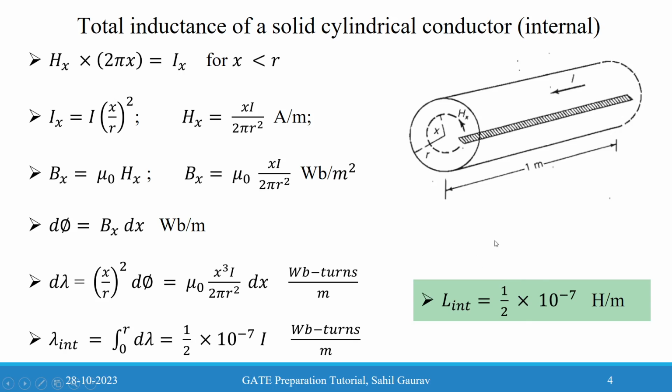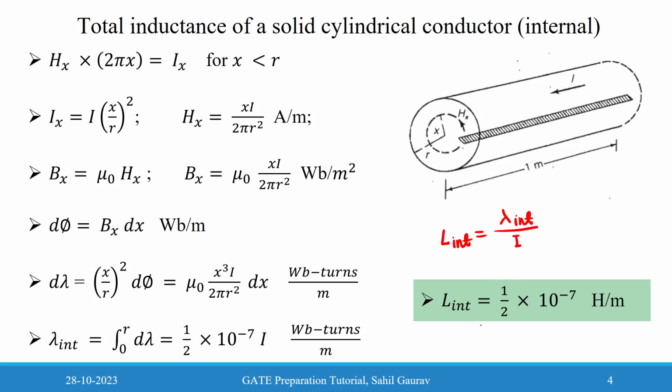And we know that L is equal to λ divided by I, that is, lambda internal divided by I. So we will get the internal inductance of a solid cylindrical conductor.